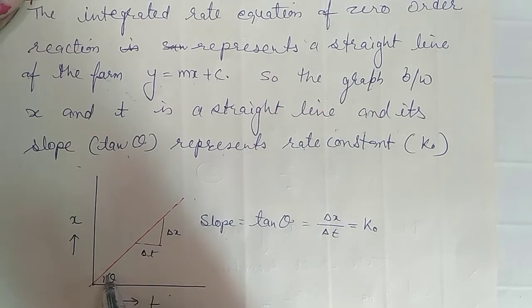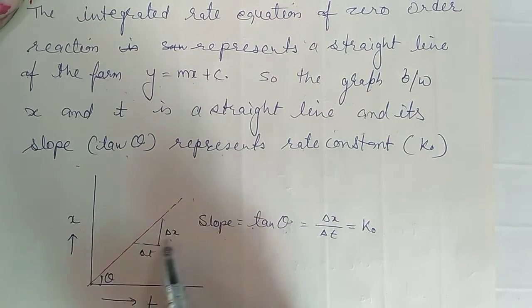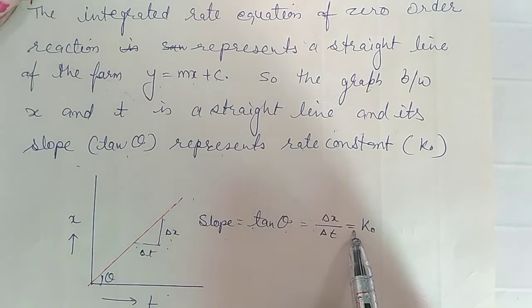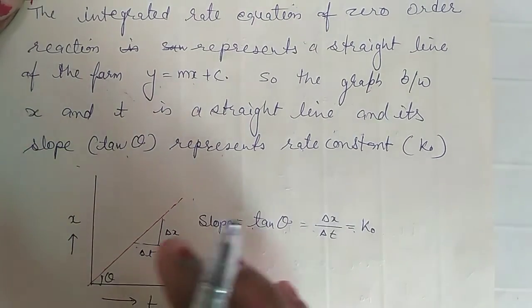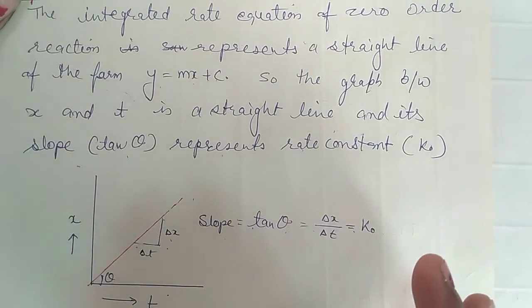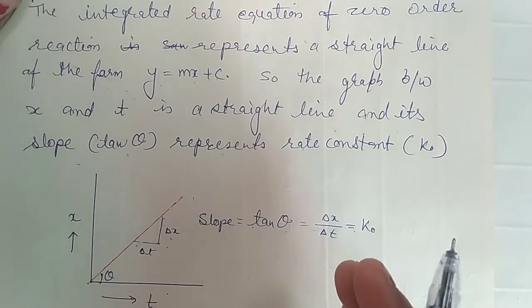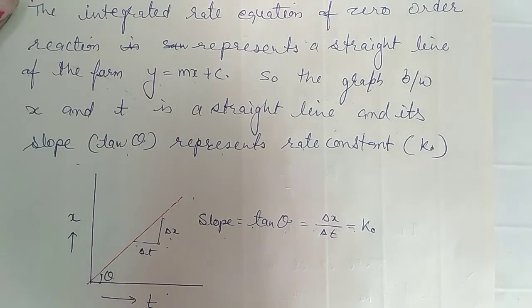This is the graph between x and t for zeroth order reaction. It is theta, and its slope, tan theta, is equal to del x upon del t. It is k0. Clear? This is the complete integrated rate equation, its graphical representation and half-life of zeroth order reaction. For example, we are seeing one example.